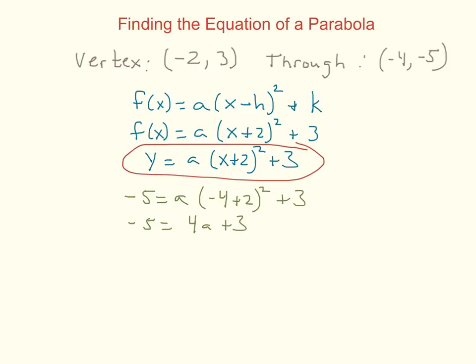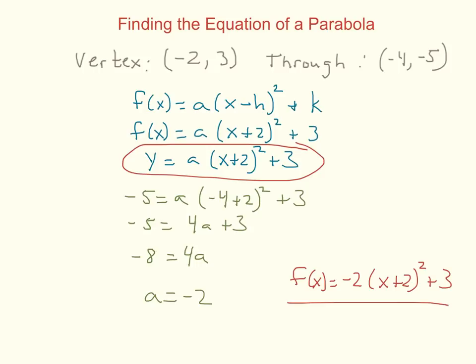Subtracting 3 from both sides, I will get that negative 8 is equal to 4a. Dividing by 4, I get that a is equal to negative 2. And so, remember, coming back up to this point, I'm going to replace that a with the value I've just found, negative 2. And what I'm going to get then is that the equation of this parabola is going to be f of x equals negative 2 times x plus 2, that quantity squared, plus 3.